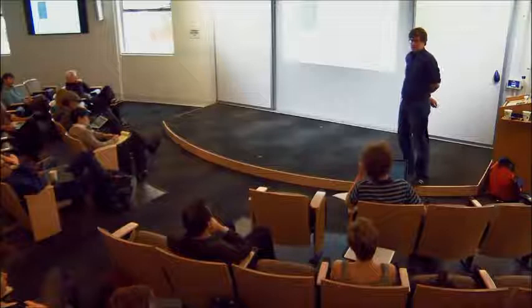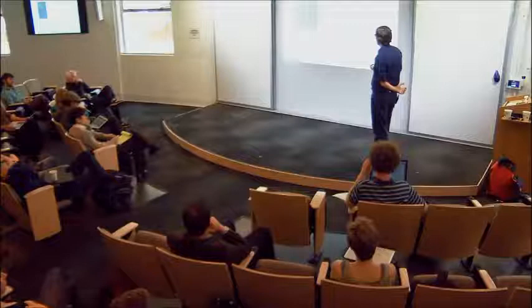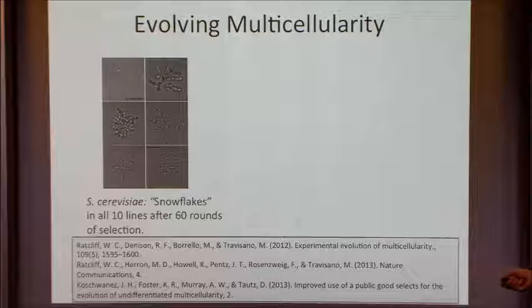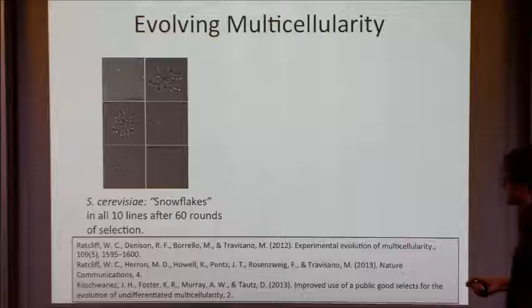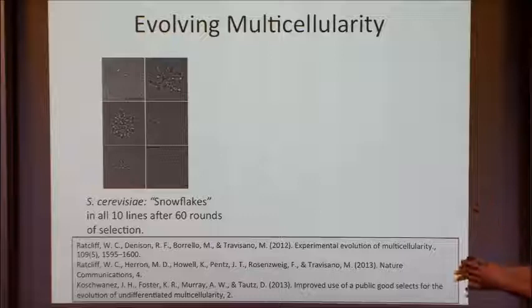But here now, evolution of multicellularity. This is a relatively recent experiment involving budding yeast, where 10 replicate lines were evolved for 60 rounds of selection. And the type of selection was special. So these yeasts were grown in test tubes, like it is done normally. But then after they're grown to saturation, they are allowed to stand on the bench for on the order of an hour. And over this course of time, the yeast cells are, due to gravity, settling down.